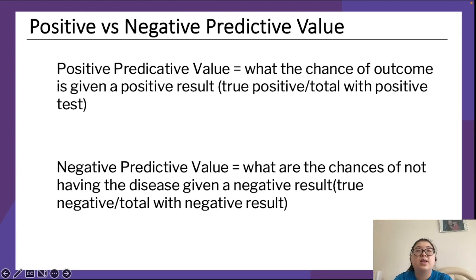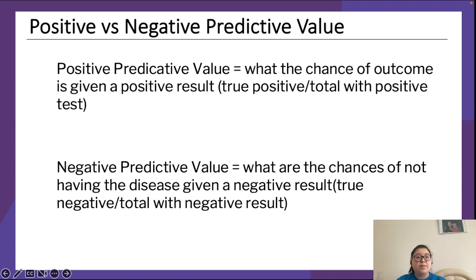Okay. So the last two measures that we're going to talk about for pop health are positive predictive value and negative predictive value. So the positive predictive value is the chance of an outcome that is given being a positive result, right? So it's essentially the chance of somebody with a positive result actually having the disease.